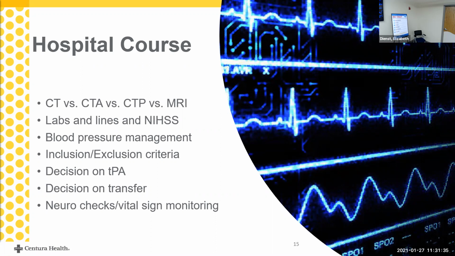And then MRI is our gold standard. Generally speaking, that's not our first priority to get that MRI because there's a lot of things that you have to do and many places don't have MRI capability. So CT is how we start to treat our strokes. And then these are the other things that we're looking at: labs, blood pressures. Can we give them TPA? Can we not? And then do we need to transfer them?